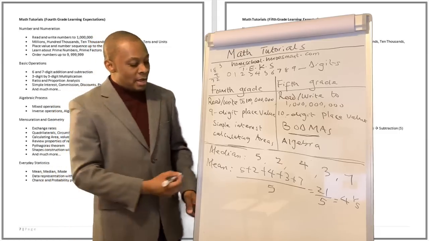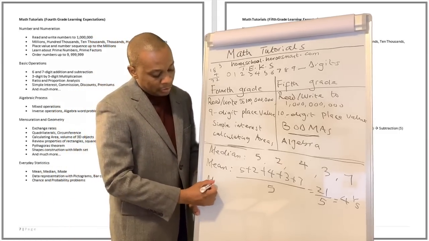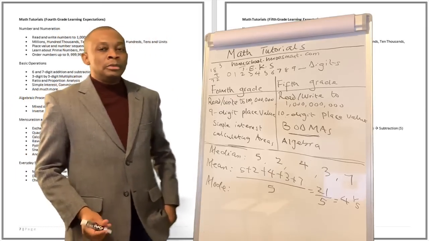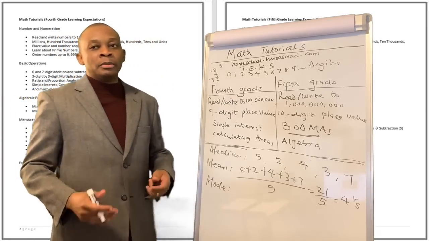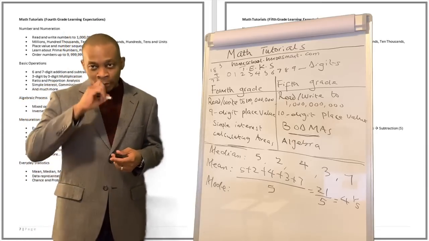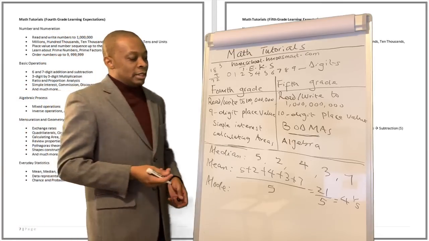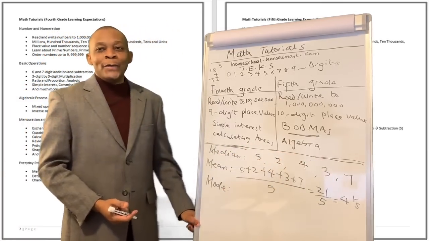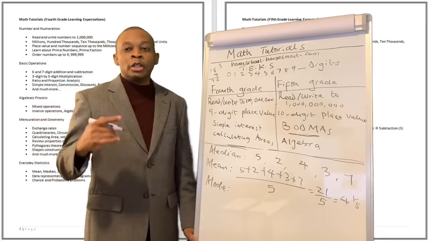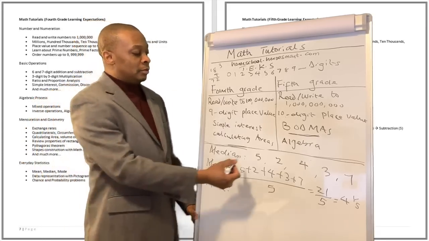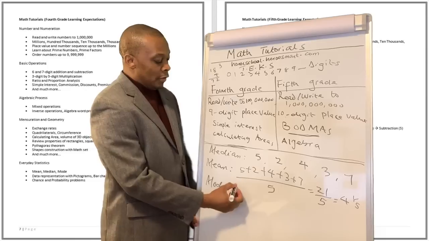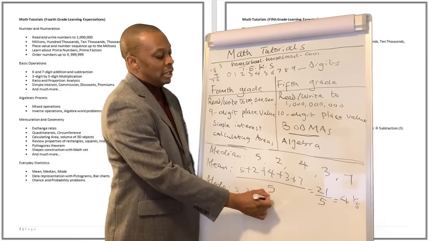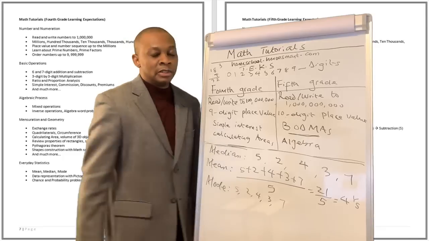All right. What about another concept called the mode? Statistical mode. Well, mode is going to be the number that occurs the most in a set of numbers. Now, these numbers over here have one occurrence each. Each of these numbers occurs once. So 5 is going to be a mode, 2 is going to be a mode, 4 is going to be a mode, 3 is going to be a mode, and 7 is going to be a mode.